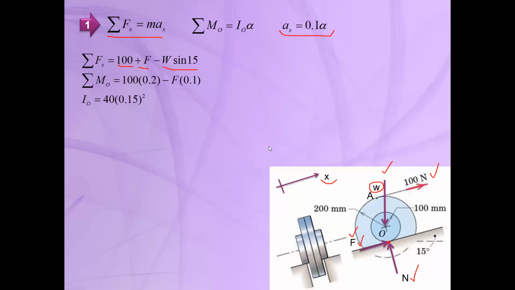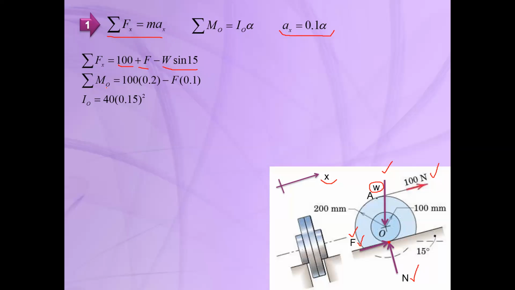Okay, let's continue. So we can write the force equation in x direction. As you can see, 100 plus F minus W sine 15. This is the summation of the force in x direction. It must be equal to the mass times by the acceleration in x direction.